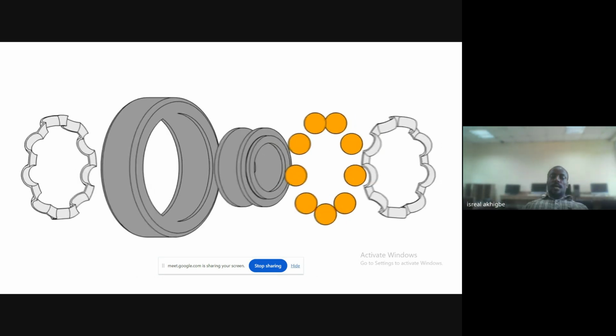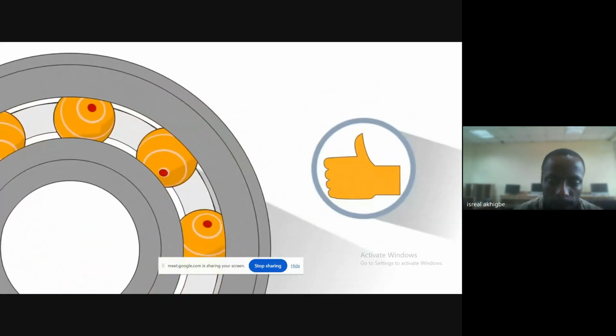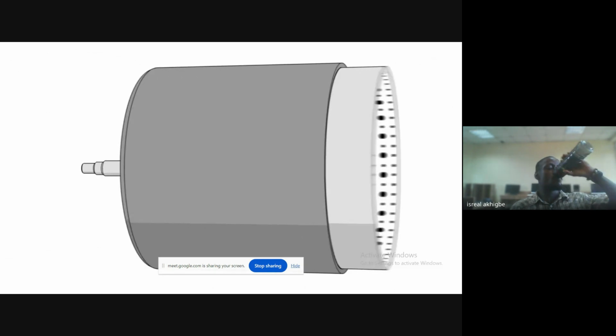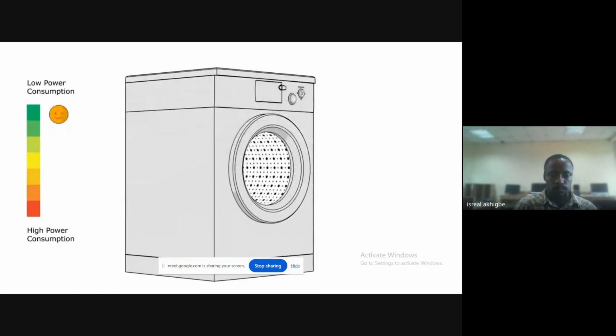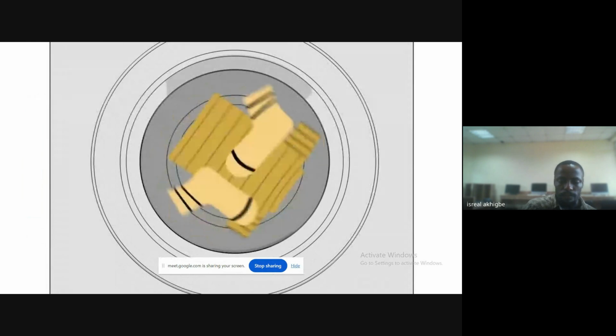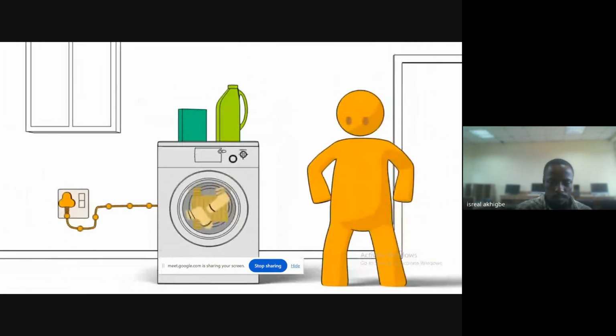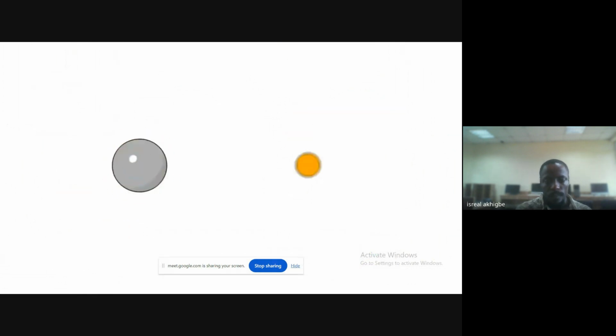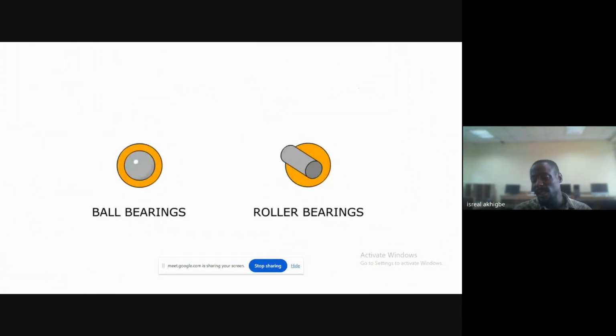That allows parts to roll around each other as opposed to against each other. Bearings reduce stress, allow for greater energy efficiency, and enable the prolonged existence of many day-to-day appliances. There are 2 main types of bearing. Can we see that? 2 main types of bearing, ball bearing and roller bearing, which are mostly cylindrical in nature. And I will put a clear distinction.